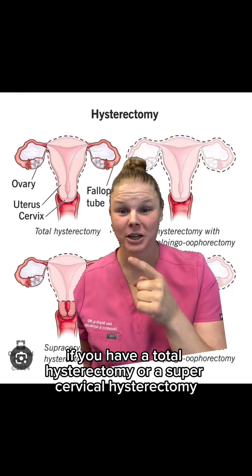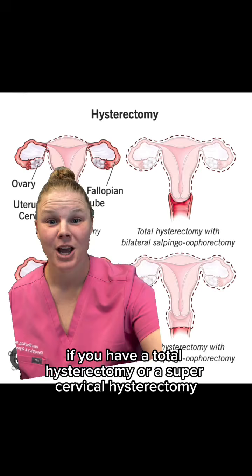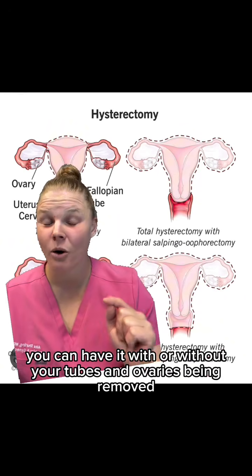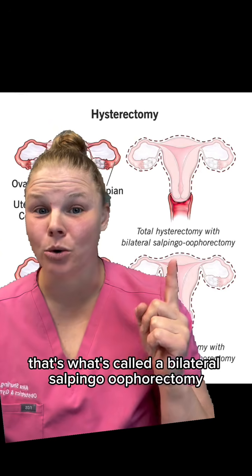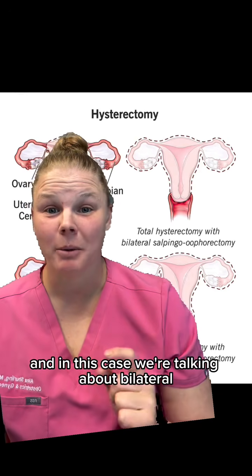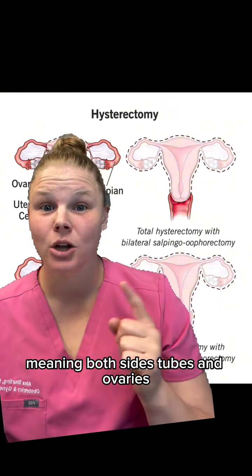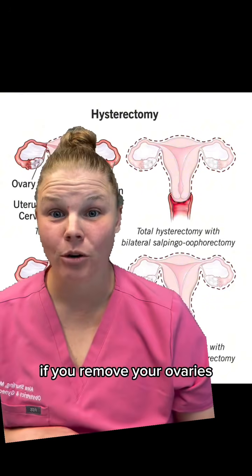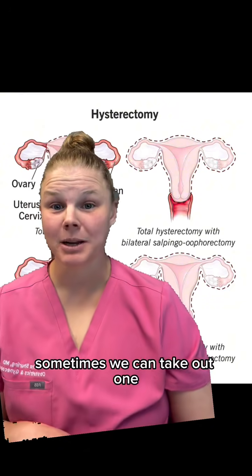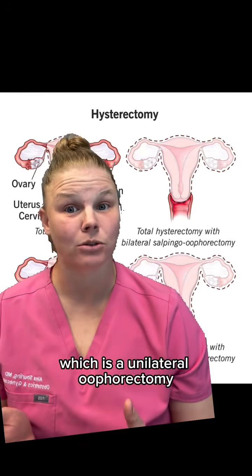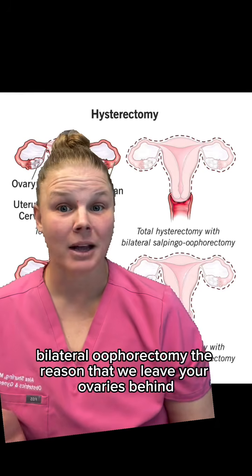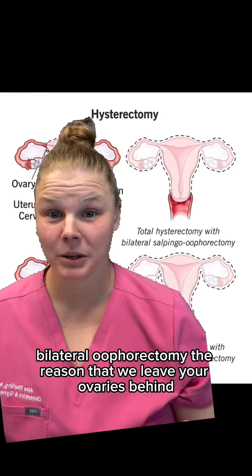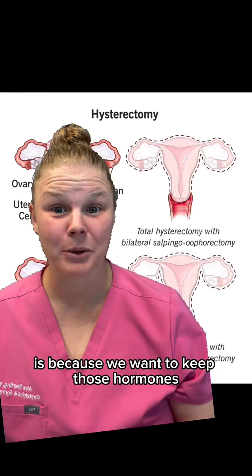If you have a total hysterectomy or a supracervical hysterectomy, you can have it with or without your tubes and ovaries being removed. That's what's called a bilateral salpingectomy. And in this case, we're talking about bilateral, meaning both sides, tubes and ovaries. If you remove your ovaries, this is called an oophorectomy. Sometimes we can take out one, which is a unilateral oophorectomy, meaning the right or the left, and sometimes we need both, bilateral oophorectomy. The reason that we leave your ovaries behind is because we want to keep those hormones.